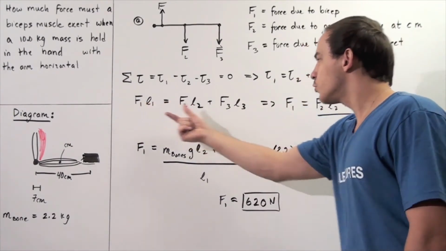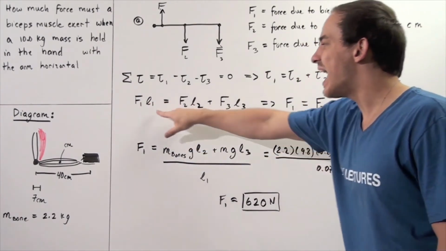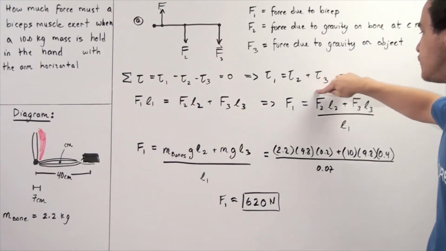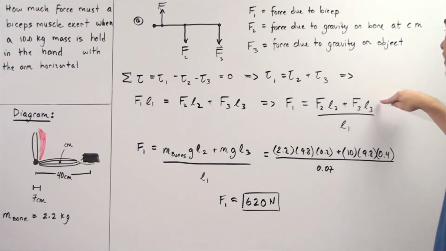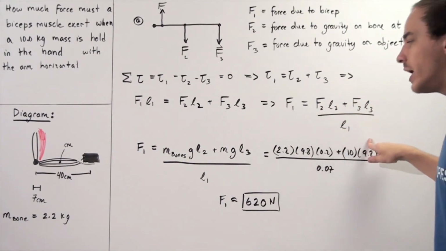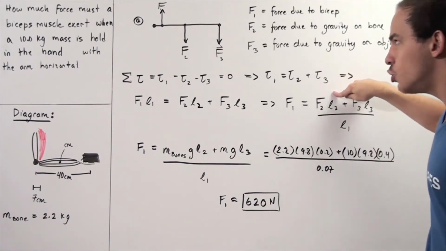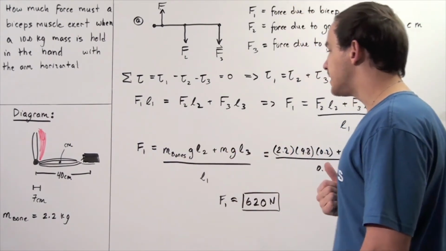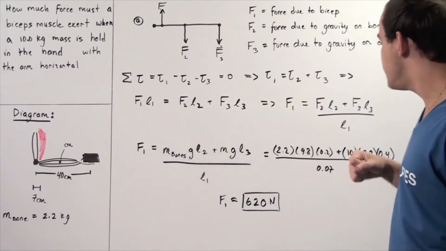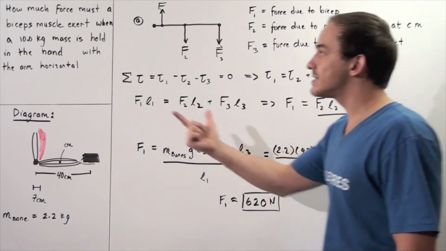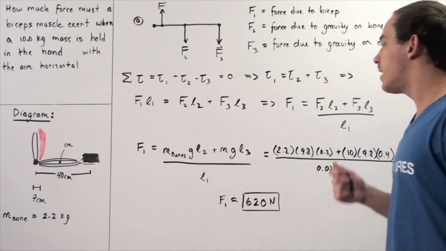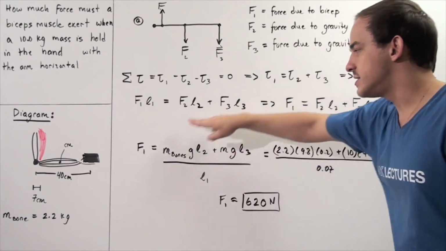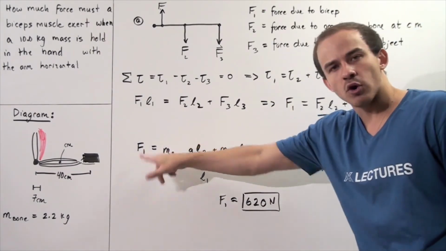So we simply rearrange our equation and solve for force 1, and we see force 1 is equal to F2 L2 plus F3 L3, divided by L1. Notice that F2 is simply the mass of the bone multiplied by the gravitational constant g, and F3 is simply the mass of the object multiplied by the gravitational constant g. So we know all these quantities, so that means we can solve for force 1.